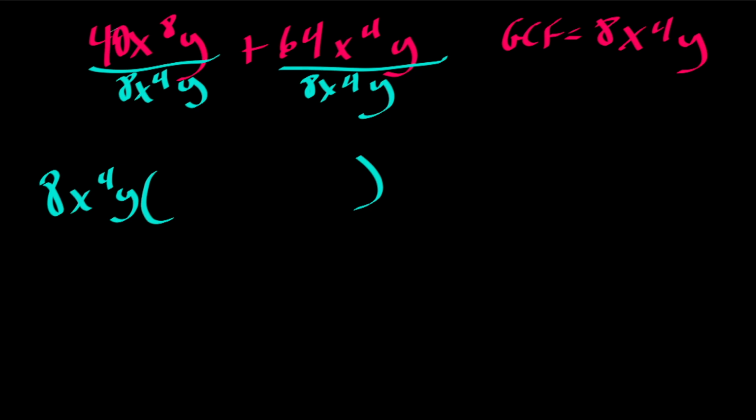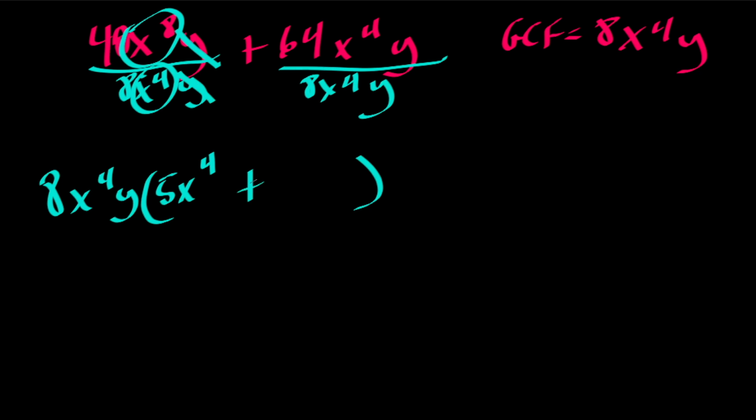So now, 40 divided by 8 is 5. x to the 8th divided by x to the 4th. Remember, when we divide and we have exponents, we subtract those exponents. So that would leave me with x to the 4th. And then y divided by y is just 1, so those two cancel.